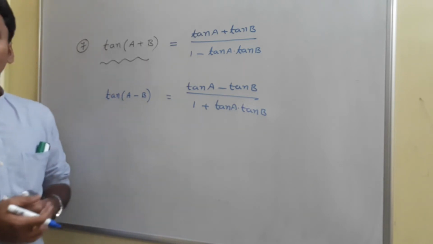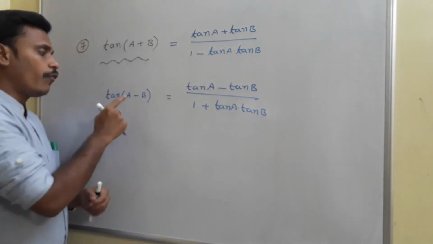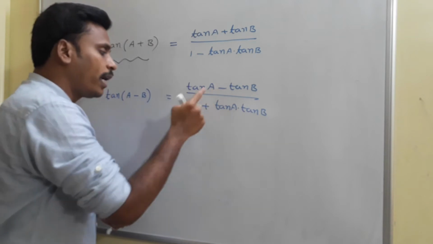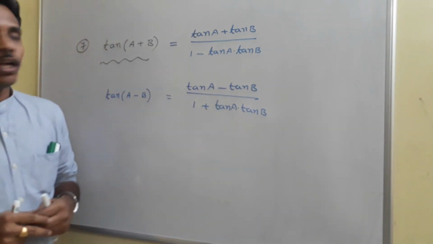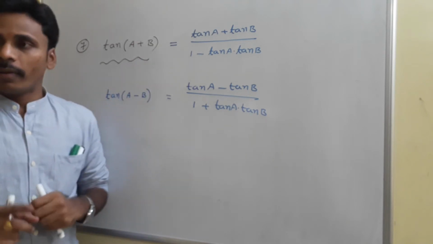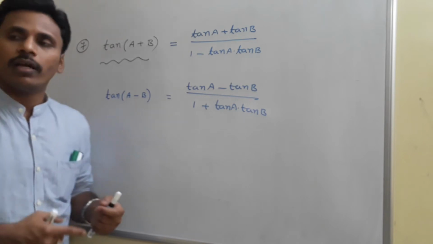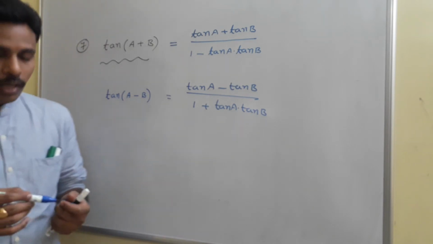You need to observe the format, right? If it is plus sign, plus in the numerator and the denominator is minus. If it is minus sign, minus in the numerator and plus in the denominator. So this is tan of A plus B, tan A plus tan B by 1 minus tan A tan B, and tan of A minus B. Using this we can generate a few more formulas and we have a chance to do some problems.